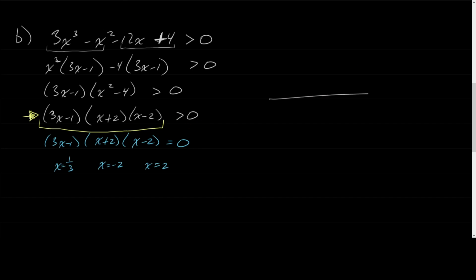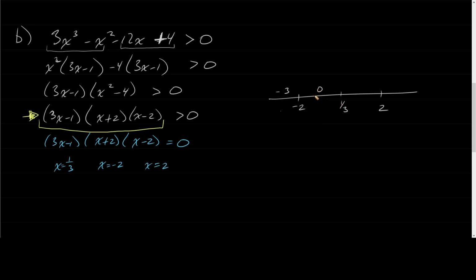So here's our number line. We've got -2, we've got 1/3, and we've got 2. Notice I put those in order, in numerical order. Now, to the left of -2, we can test something like -3. Between -2 and 1/3, we can test something like 0.